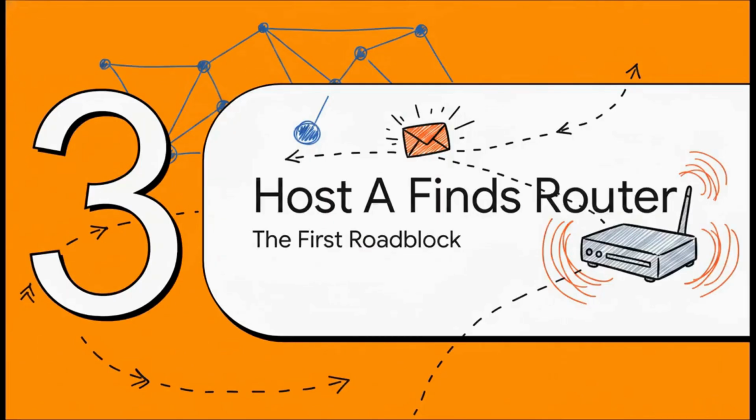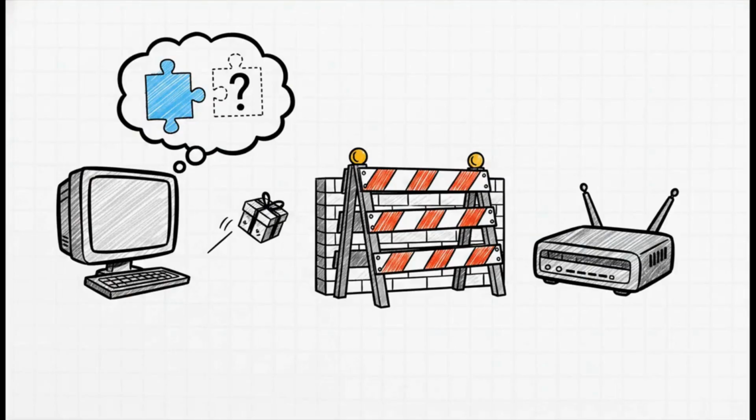Section 3. Host A finds the router, hitting the first roadblock. All right, picture this scenario. Host A has some data it desperately needs to send to host D. It already knows host D's IP address is 22.22.22.40. Looking at its own IP, host A immediately realizes this destination is on a completely different network. So to get there, it knows it has to send the packet to its default gateway, which is the router.